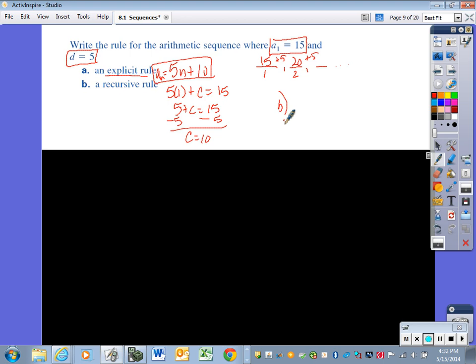Recursively, what am I doing? Adding 5 to the previous term, beginning with 15.